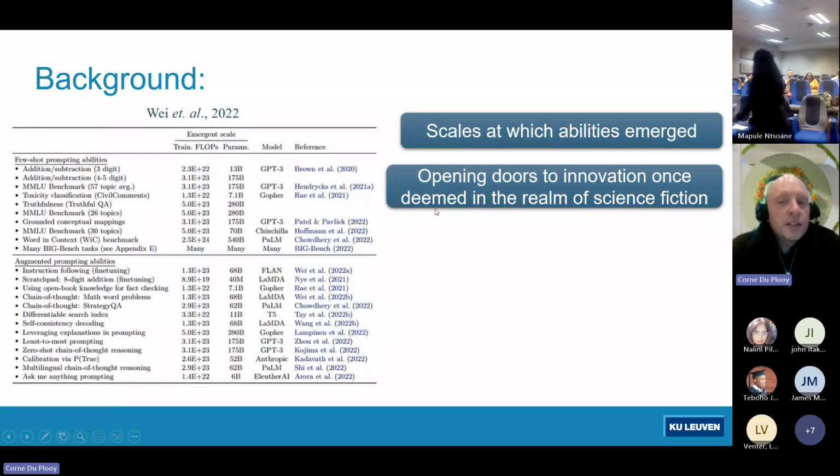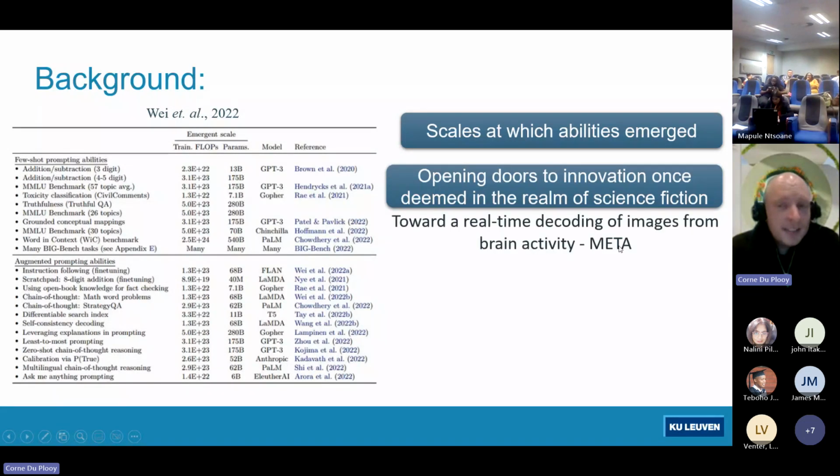Now, to prove this point, look at this article. This was from Meta in October this year, just basically a month ago. Meta was also called Facebook before. Towards a real-world decoding of images from brain activity. So what they did was they put a headset on. It's not even intrusive. They showed an image to a person, and then they used the brain waves to decode what that person might be thinking.